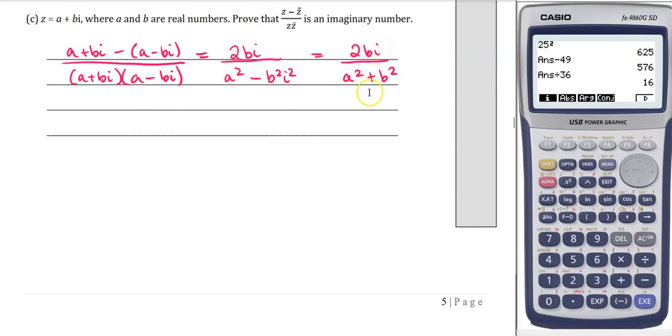Now take a look at that number there. There is no real component to it. It's all times by i. If you wanted to make that super clear, you could do this times by i, so it's entirely imaginary. Or no real component.